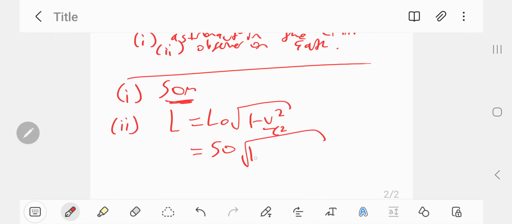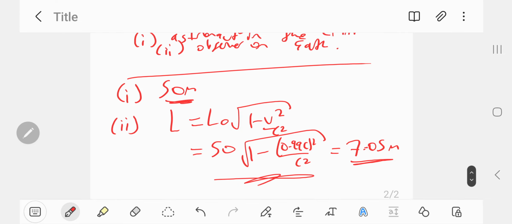The square root of 1 minus 0.99c squared over c squared gives 7.05 meters, which is significantly less than 50 meters. So that's what the person on Earth would see as the spacecraft's length, significantly shortened. And that's how length contraction works. Moving objects experience a contraction along their direction of motion.